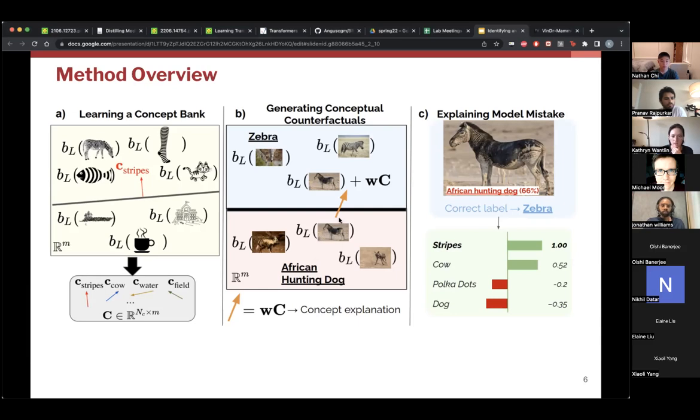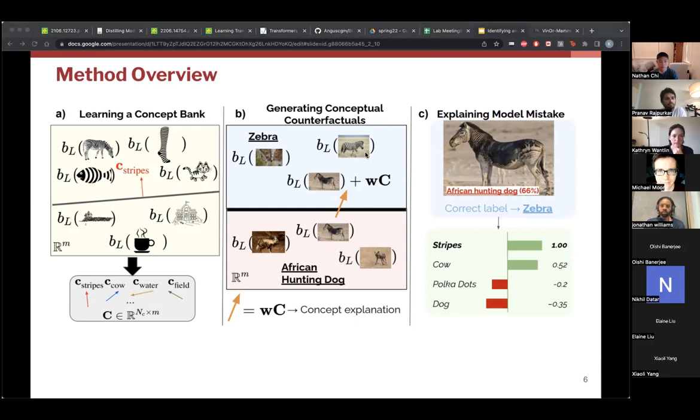This boundary isn't the same as the CAV boundary. It's just some boundary that exists in the embedding space between the African hunting dog label and the zebra label. So it's not a boundary between concepts. Yeah, this zebra is on the wrong side of the decision boundary for its label when it wants to be over here instead.